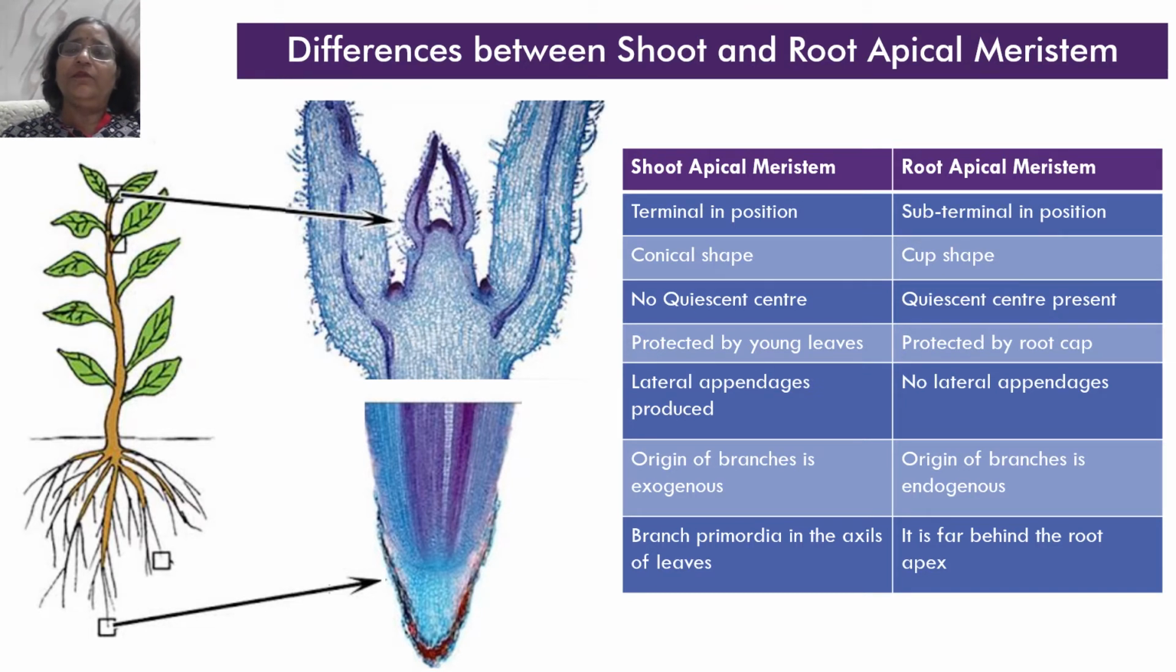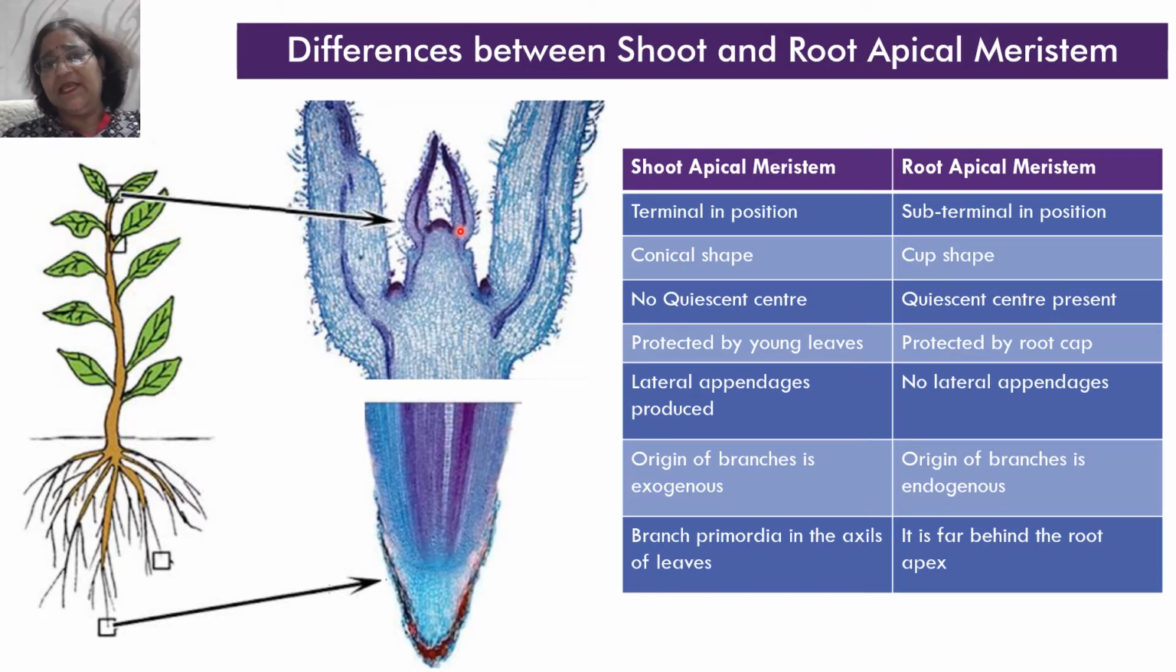Now we come to the point that I told you that apical meristems are at the apices. So the apices may be of shoot or of the root. If it is in the shoot, it is the shoot apex, and if it is in the root, it is the root apex. What is then the difference between the shoot apex and the root apex?